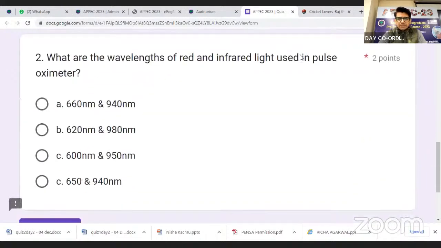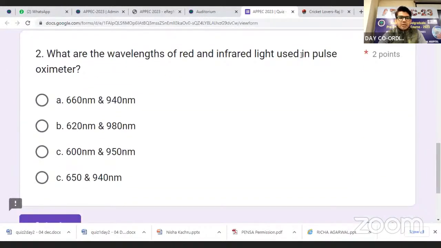Moving on to the next question. What are the wavelengths of red and infrared light used in a pulse oximeter? Option A is 660 and 940 nanometer. Option B is 620 to 980 nanometer. C is 600 and 950 nanometer. And D, sorry, there's I think an error. The last is the D option, which is 650 to 940.